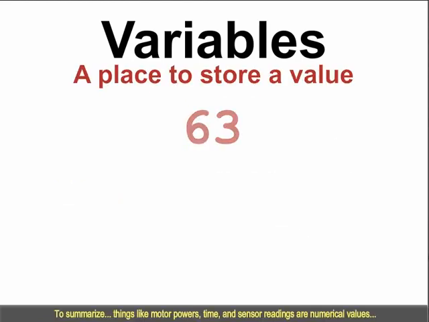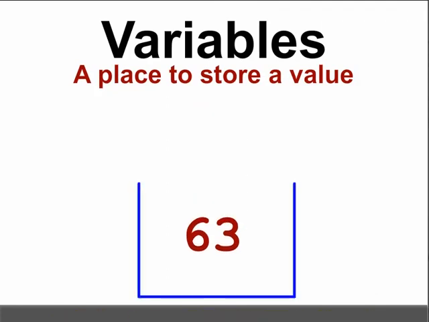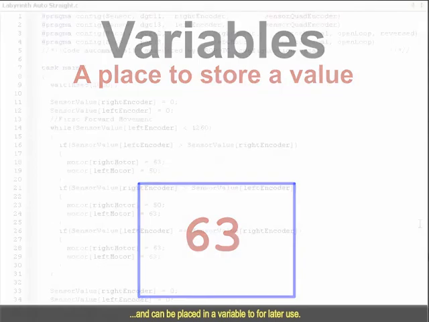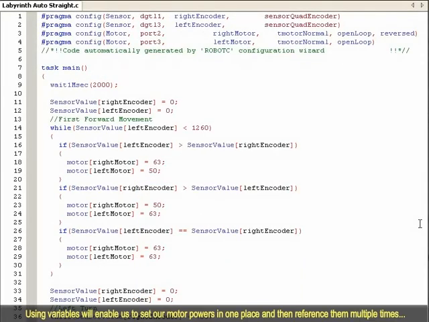To summarize, things like motor powers, time, and sensor readings are numerical values and can be placed in a variable for later use. Using variables will enable us to set our motor powers in one place and then reference them multiple times, saving both time and effort as we improve our program. Continue on to the next lesson to implement the variables in our program.